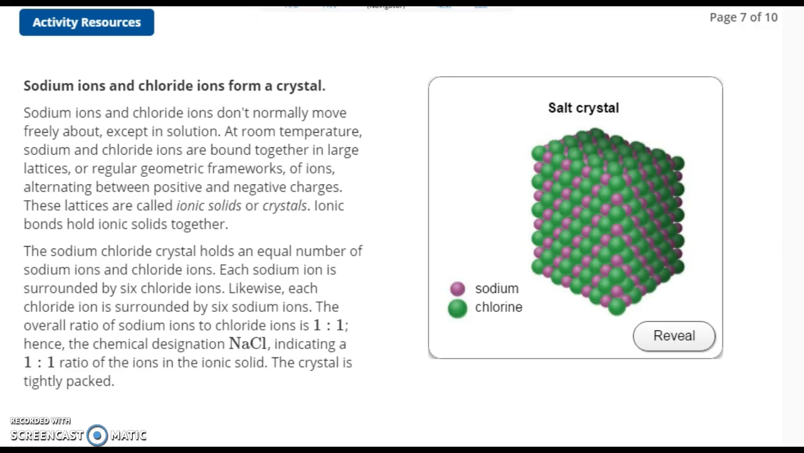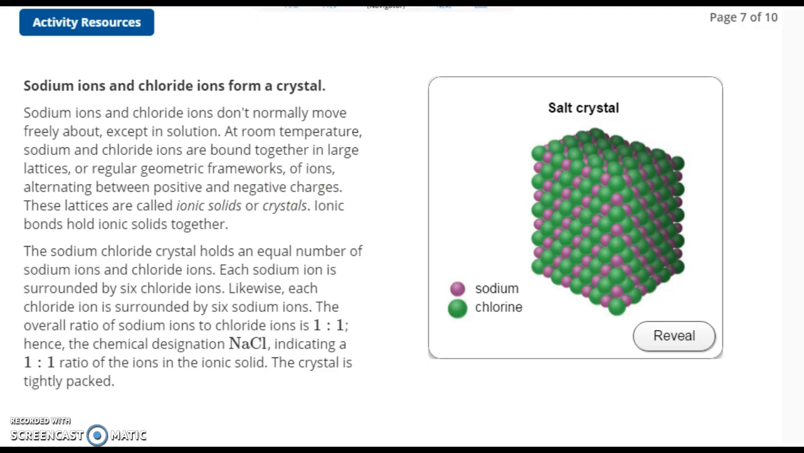Sodium ions and chloride ions form a crystal. So if you ever look at table salt, you'll notice that they are cubes. Well, the reason why is because look at how they stack together: negative, positive, negative, positive, negative, positive, but then a negative, a positive. So they stack together in the cubic formation.